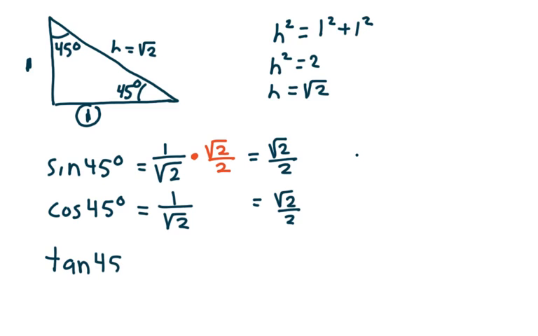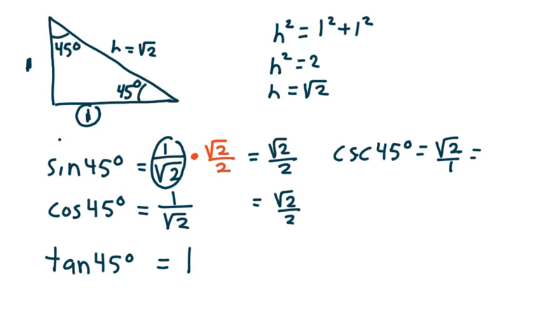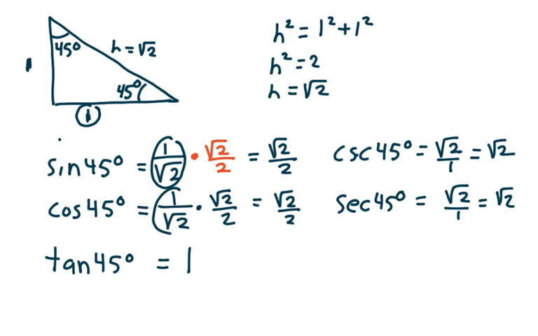Tangent of 45 degrees. From that triangle, it looks like the tangent of 45 degrees is 1. Cosecant of 45 degrees, we're going to take the reciprocal of 1 over square root of 2. So that's going to be square root of 2 over 1, which is square root of 2. And then secant of 45 degrees is also square root of 2 over 1, which is square root of 2. So if you notice, I'm taking the reciprocal of 1 over square root of 2. And then cotangent of 45 degrees, well, that's also 1. Okay, so I'm leading to something shortly, okay?